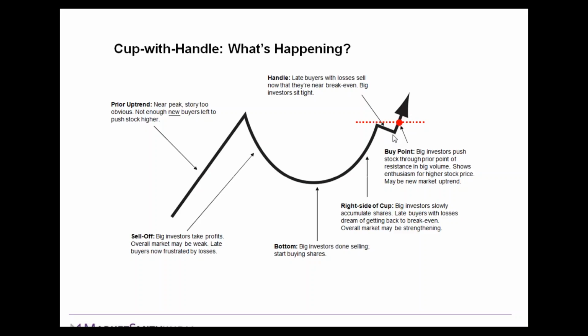Now when this handle forms, all the weak investors have been shaken out. When all the selling that had to happen has been taken care of, this is where the big investors start pushing in their money once again. They start buying here, and again they resume their upward journey. When the volume is big enough for the stock to cross this resistance level, that is when we buy the stock, and that is called the buy point or the pivot level.